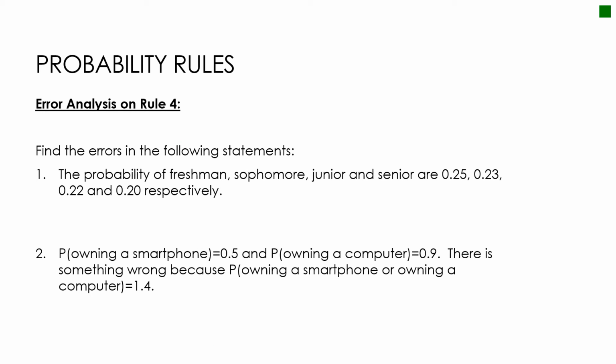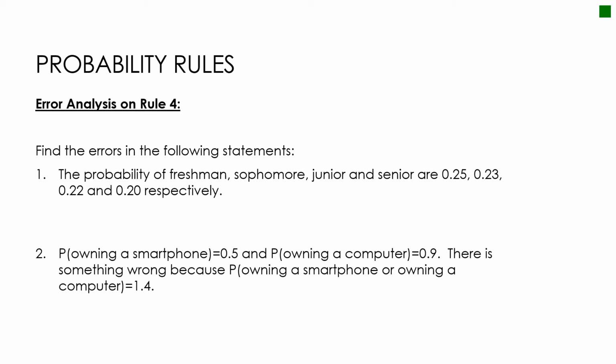So we've just talked about 4 of the rules of probability, and before we continue on, I want to look at maybe some error analysis. So looking at these 2 statements, let's look at what's wrong with them. The probability of a freshman, sophomore, junior, and senior are 0.25, 0.23, 0.22, and 0.20 respectively. So is that okay or not okay?